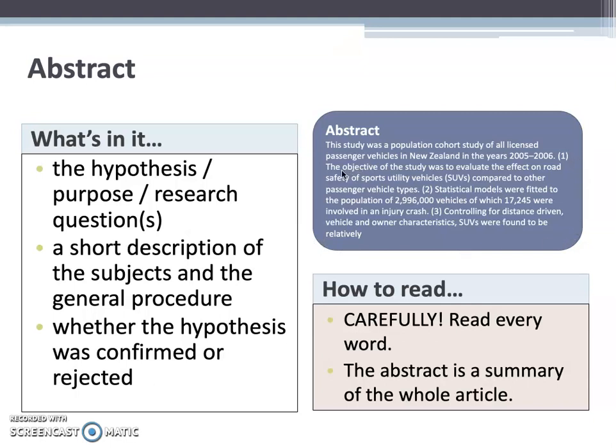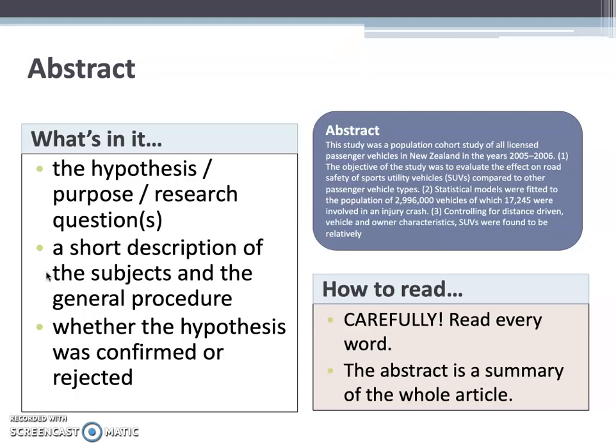it says the objective of the study was to evaluate the effect on road safety of sports utility vehicles compared to other passenger vehicle types. So here they put the purpose. The purpose is the objective.